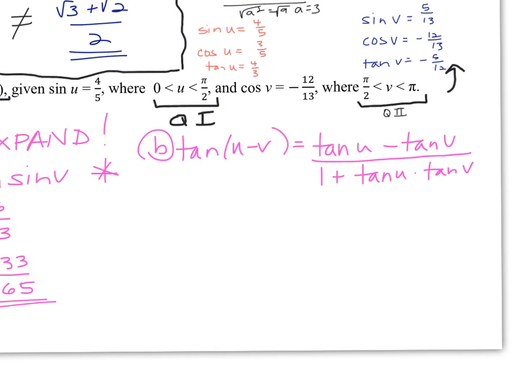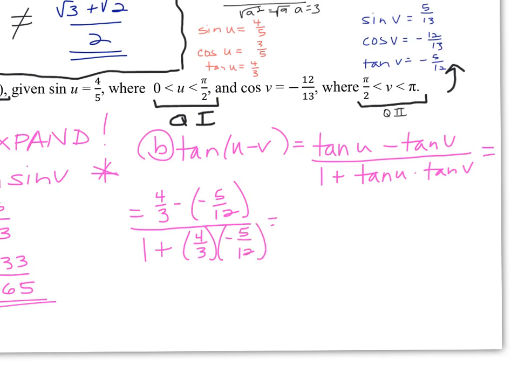This is going to require a bit of work, so let's see what we've got. It says tan u. If we look up top, tan u is 4/3 minus tan v, which is negative 5/12, all over 1 plus the product, 4/3 times negative 5/12. Now, in the numerator, to subtract those fractions, we need a common denominator. So we have 3 and 12. Therefore, if I multiply that first fraction by 4 over 4, that would give me 16/12.